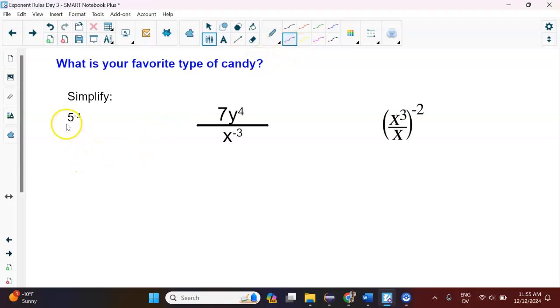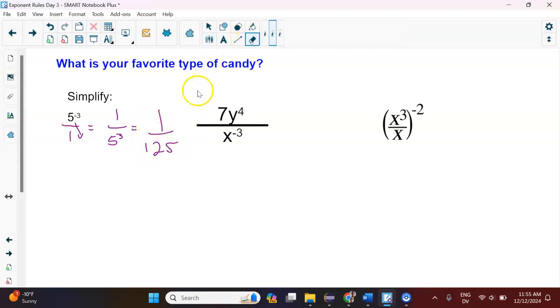Okay, so hopefully you had a chance to try them. So here's a negative exponent, and it just moves down or flips, however you want to think of it, so that it becomes positive. And then 5 to the 3rd power is just 125. And if you don't know what 5 to the 3rd is, obviously just use a calculator there. So we get 1 over 125.